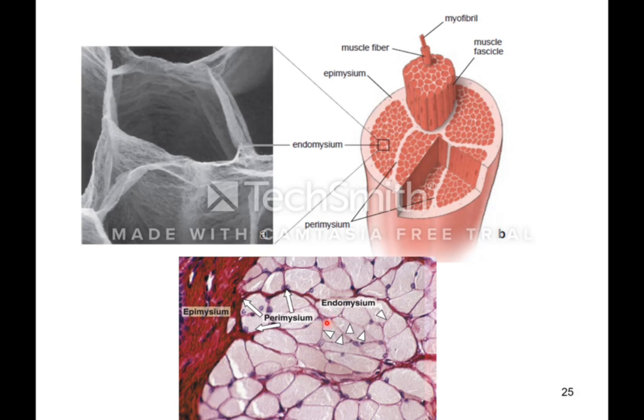As you see here in this transverse section, the nuclei are mostly located in the peripheral part of the cells, which is a characteristic of the skeletal muscle.